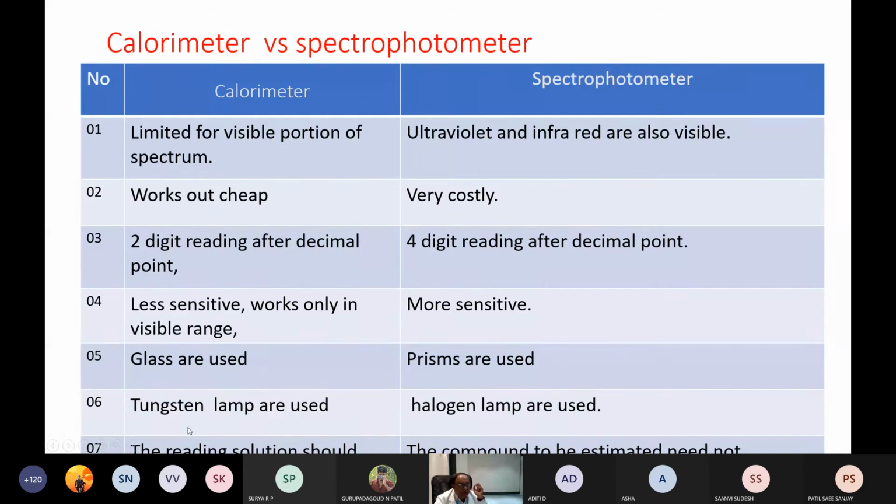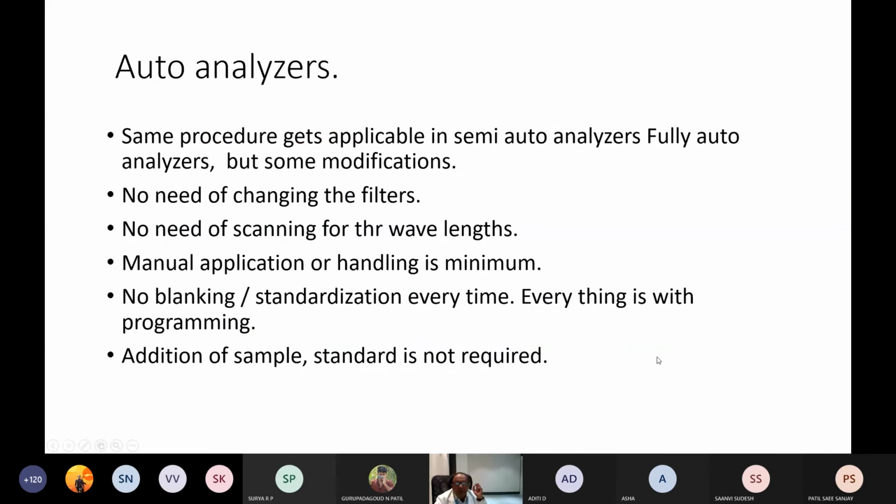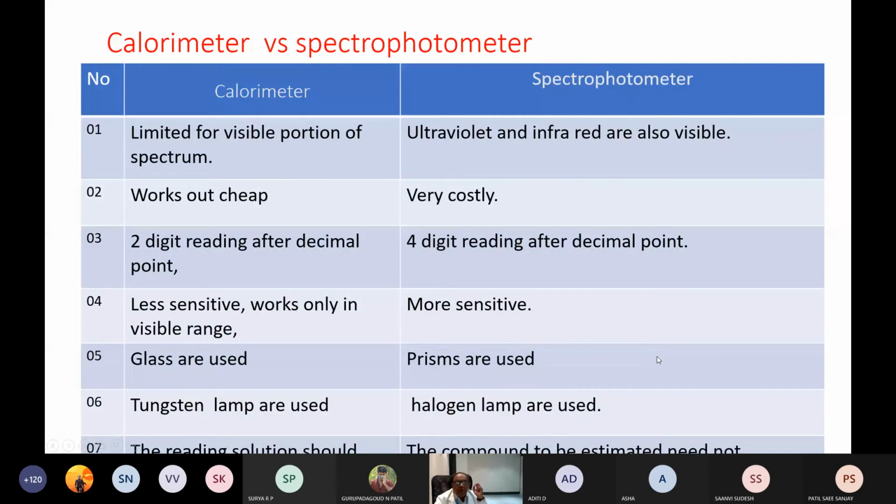Tungsten lamps are used in the colorimeter, and halogen lamps are used in the spectrophotometer. In the colorimeter, the solution to be read should be a colored one. Remember always, it should be in the visible range. Whereas the compound to be read in the spectrophotometer need not necessarily be colored.